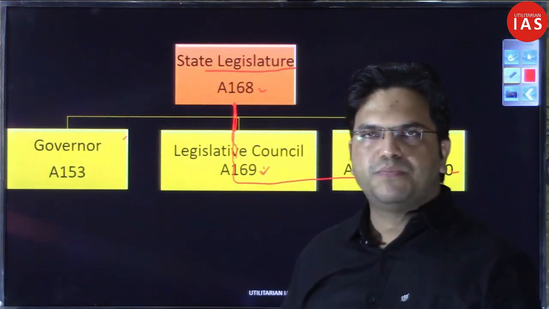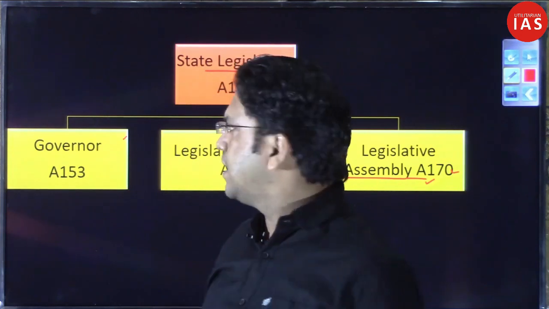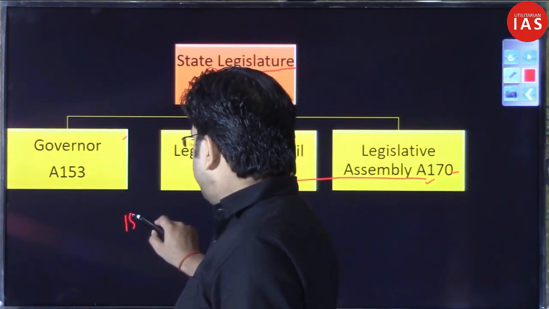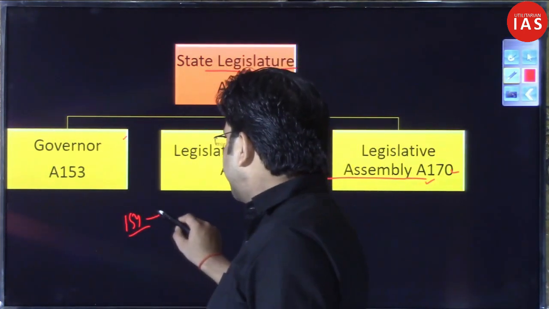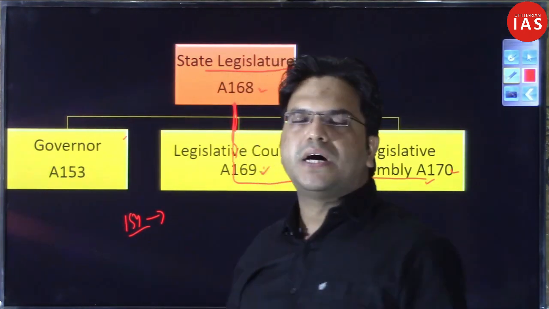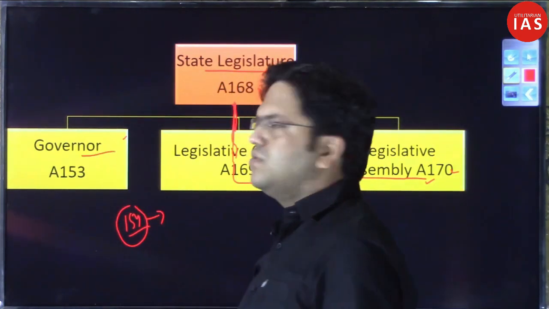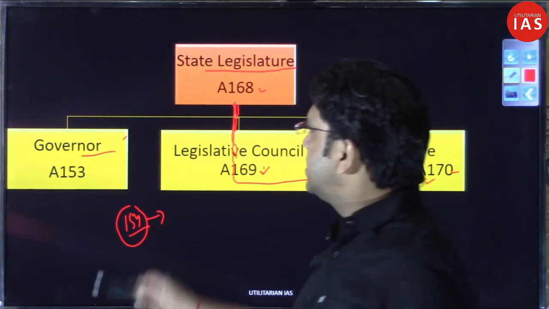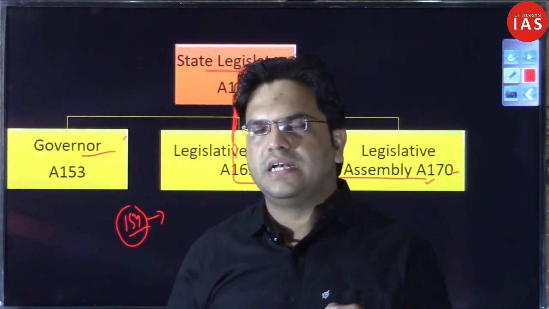One thing that needs to be pointed out is that the governor is part of the state legislature as well as the state executive. Why is he part of the state executive as well? Because if you remember, when we were discussing Article 154, the Constitution had clearly stated that all the executive power of the state shall be taken in the name of this governor, right? So he is part of the executive as well, and this Article 168 declares that he is part of the legislature.